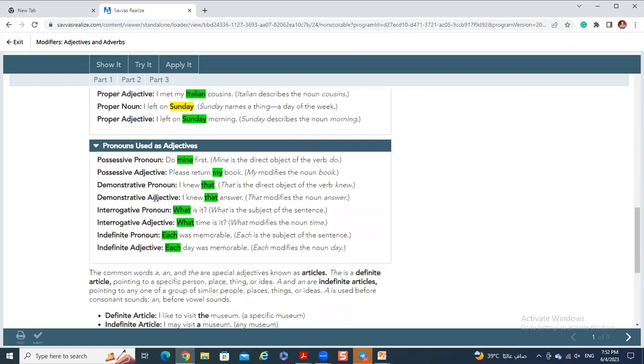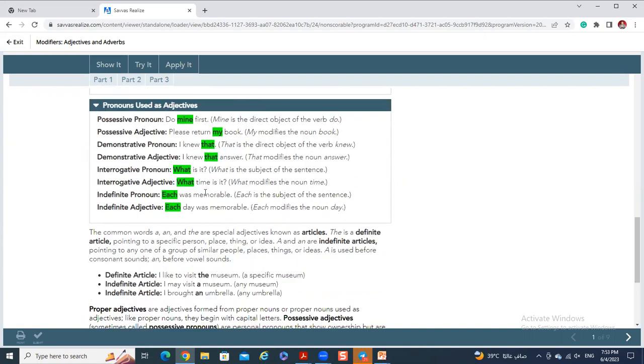Now we also have pronouns used as adjectives. Like, "Do mine first." This is a possessive pronoun. But if I say "my book," this is a possessive adjective. "I knew that." This is a demonstrative pronoun. Why do we call it a demonstrative pronoun, not a demonstrative adjective? Because no noun comes after it. Look at the difference: "I knew that answer."